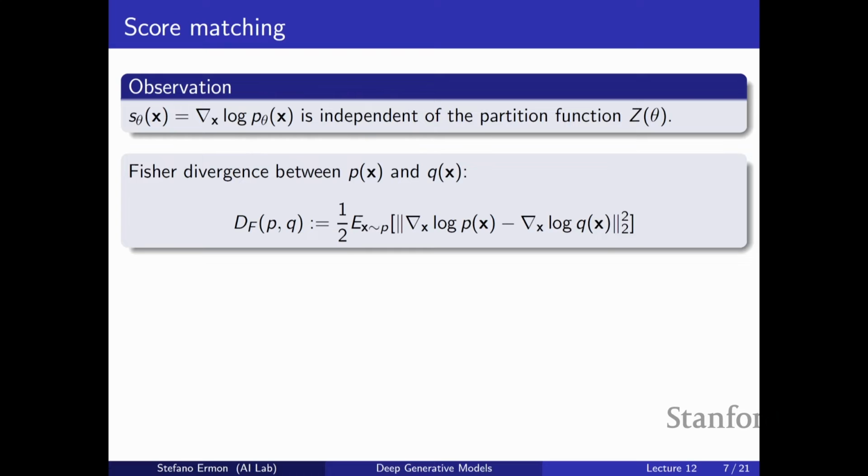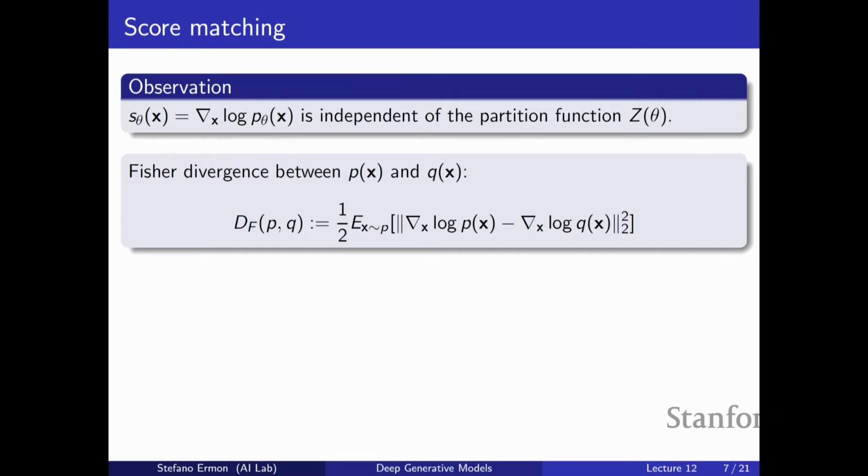And what I claim is that you can imagine that this is a reasonable kind of loss function, because if P is actually equal to Q, then the gradients are going to be the same. So gradient of log P is going to be the same as gradient of log Q. This vector is going to be 0 everywhere, and the norm is going to be 0, the average is going to be 0, and so what's called the Fisher divergence between P and Q is also going to be 0.